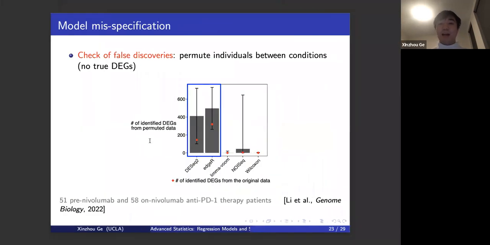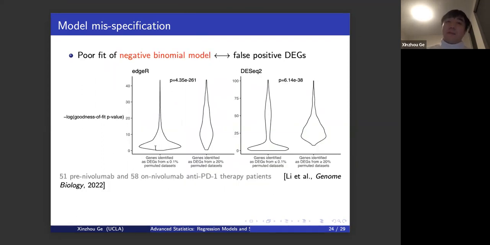That's what we find. However, we find that if we use these two methods, DESeq2 and edgeR, they actually identified a large number of DE genes from the permuted data set. And this indicates that many of them are likely to be non-DE genes. And then we look at why this happens, and we check whether the model specification problem exists for this data set. And we find that it's true.